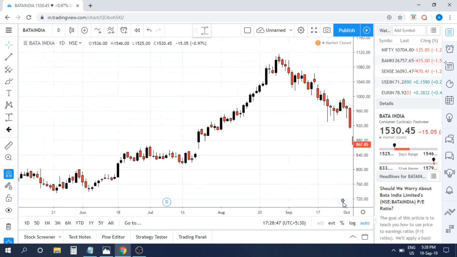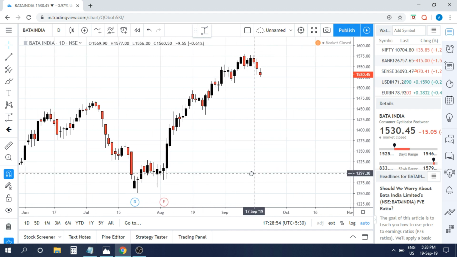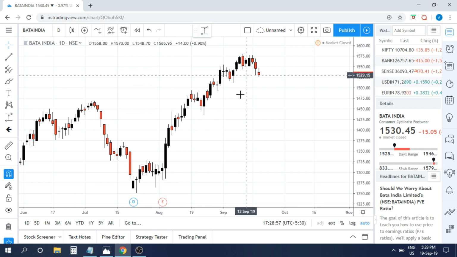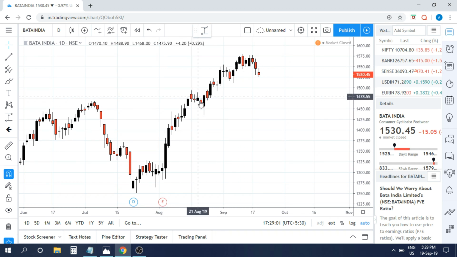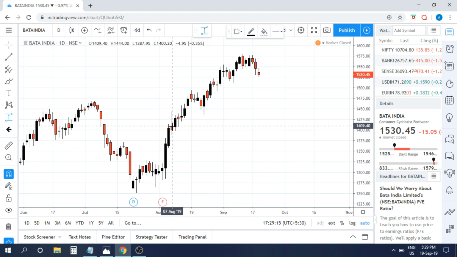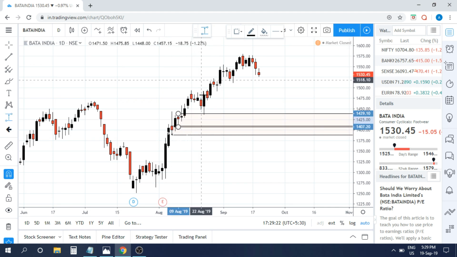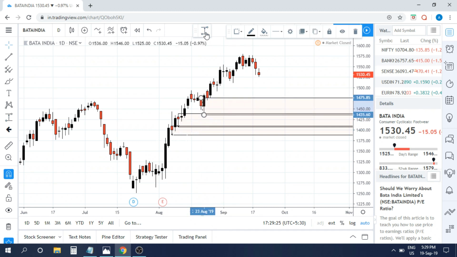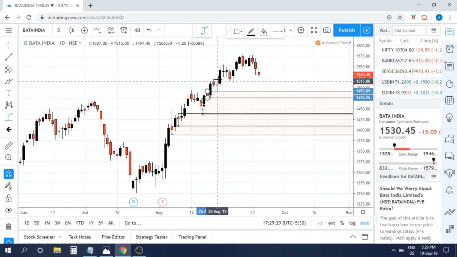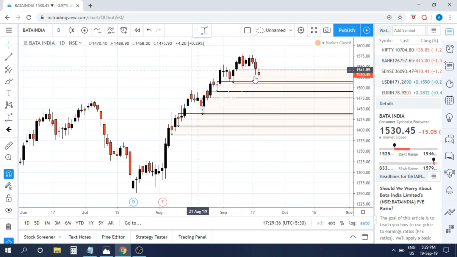So what I wanted to share with you on Bata is that on the daily chart, if you look at the current price action which is going on right now, can you see that there is compression starting from here till here? See, this is all compressed price action. And price has just started to dip. Profit taking might just kick in. It's all compressed. See, it's all compressed. So we haven't broken this one.